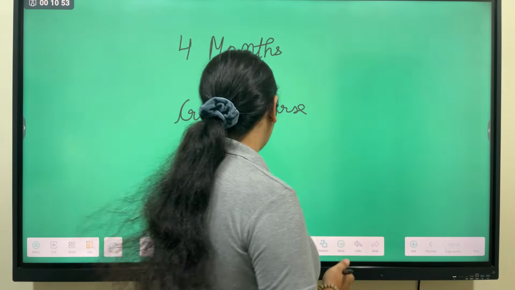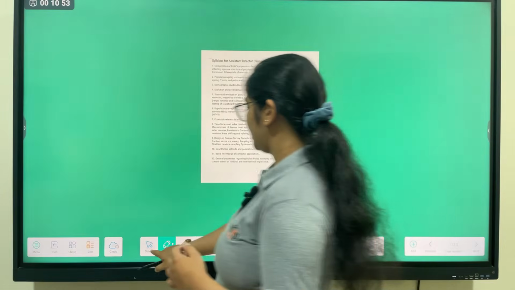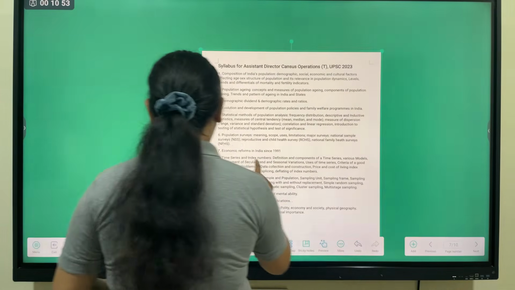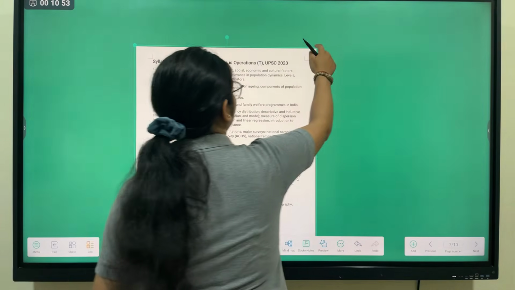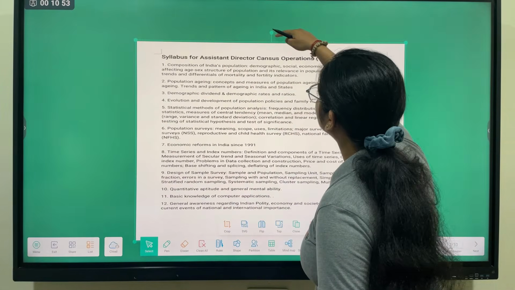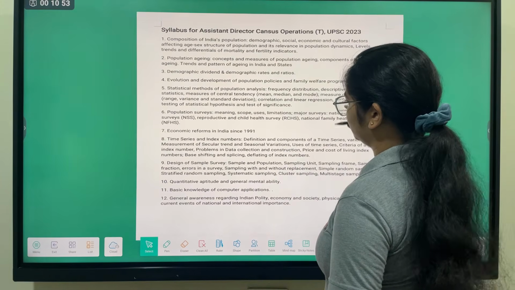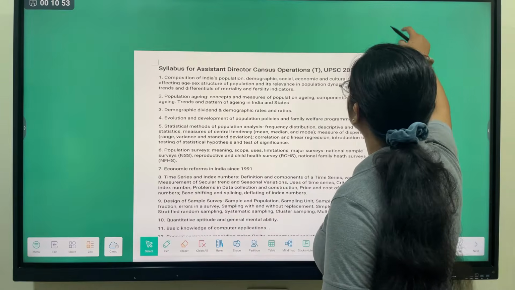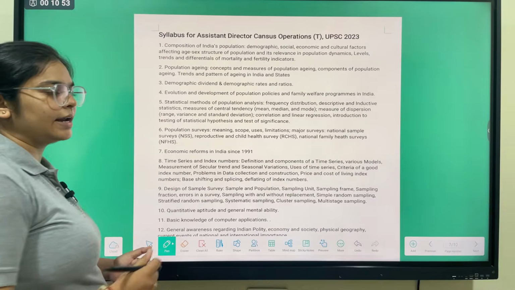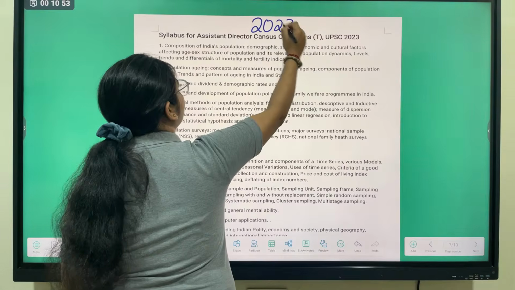First of all, let us see what the syllabus includes. Our syllabus has been given here. Let us consider the syllabus. This is the raw syllabus of Assistant Director. This was last released in 2023. We will be considering the same syllabus.